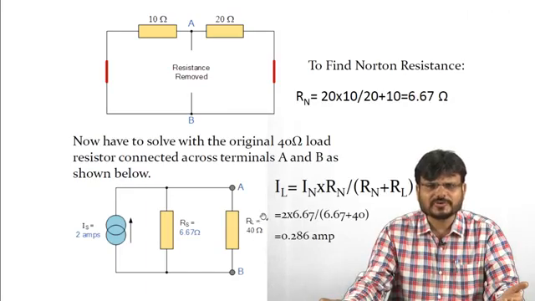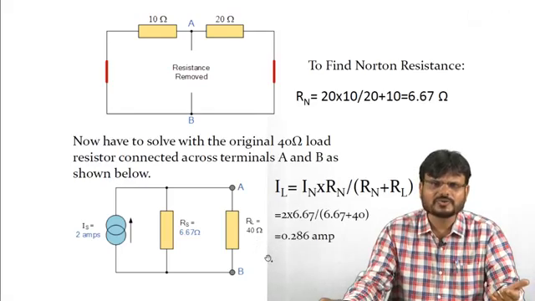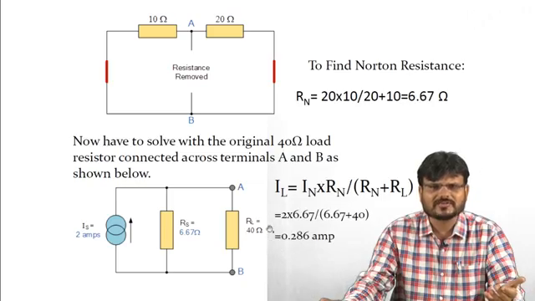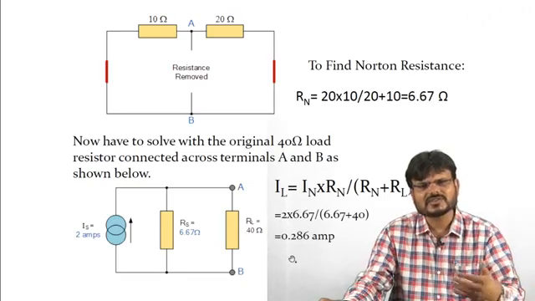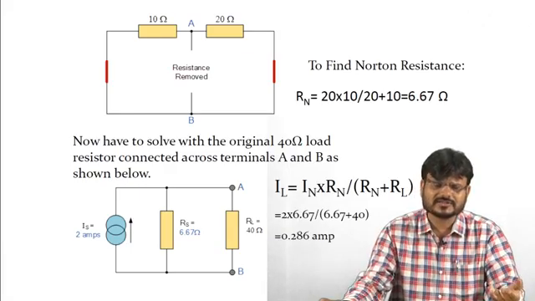Now suppose you have to calculate the load voltage VAB, or you can say VL, that means the voltage drop across the load resistance RL. So how do you calculate this voltage VL? VL is equal to the current flowing through this branch, that is IL, multiplied by the resistance of this branch. So VL is equal to IL multiplied by RL. So this is how you can calculate the load current and load voltage.